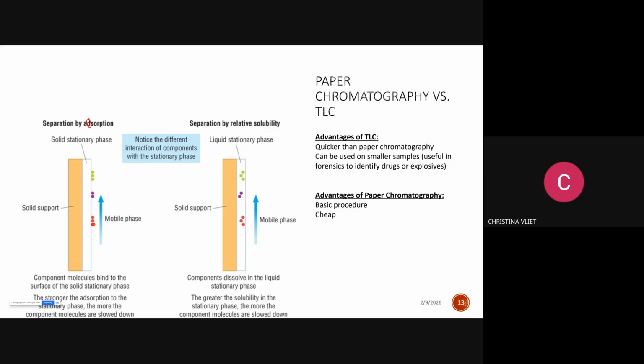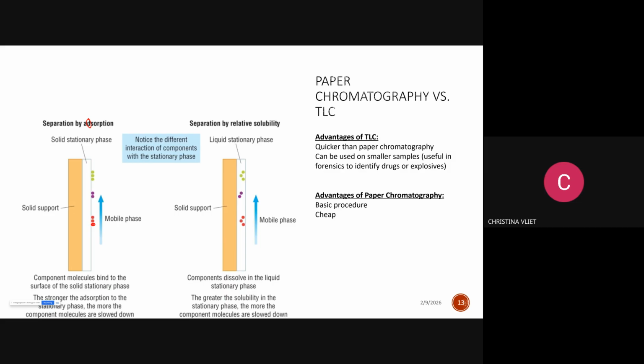So that's one difference. Some advantages of TLC. I have never used these before. These are brand new TLCs. I just found them in a drawer. So I do want to test it out this week. It's quicker than paper chromatography. It can be used on smaller samples. I think I've done this in my actual chemistry labs when I was going to school. I don't remember it being stressful. I just remember putting the inks there and having it travel.